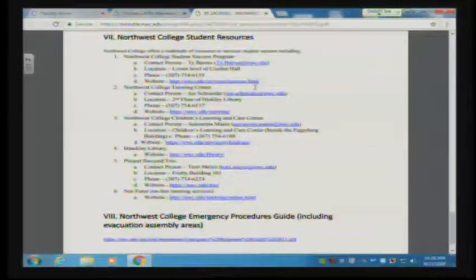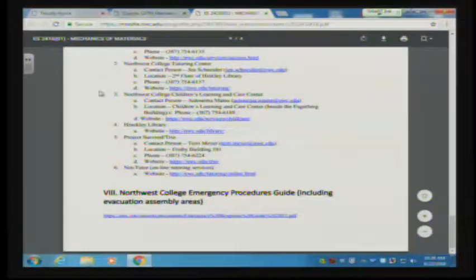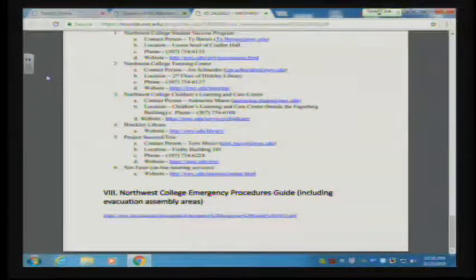We have some other student resources: Student Success Program, the Tutoring Center, the Child Learning and Care Center, the Hinckley Library, Project Succeed Trio, and we have some net tutoring services as well. We also have some emergency procedures. We don't drill these all the time, but we drill them frequently. So in the event of an unforeseen dangerous situation, we have procedures in place to get everybody clear and safe. It's available here at the bottom, so you can go to that link if you want to.